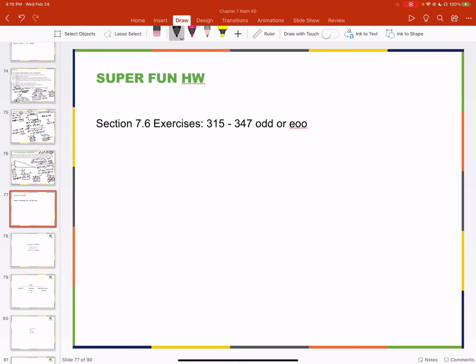That's it for this section, you guys. Congratulations. Good luck studying. This is your homework, 315 to 347, odd or every other odd. May I suggest that you do odd, because solving quadratic equations is something we're going to use for quite a while. So you need to get used to it.